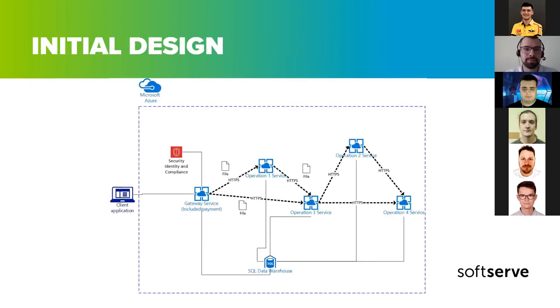Okay, let's have a look now at the system. So as we've discussed, there is the gateway service that included security and identity processing, and it included payments as well. And there are operation services, and they were all hosted in Azure. They were all hosted separately in Azure App Services, and they were communicating directly over HTTPS. And they were all connecting to the same SQL data warehouse. And the other thing was that they were throwing files. So the way they communicated, they were throwing files over the network to each other over HTTPS.